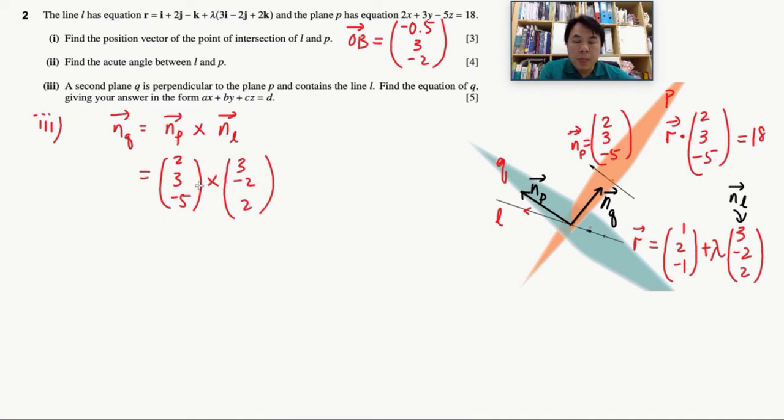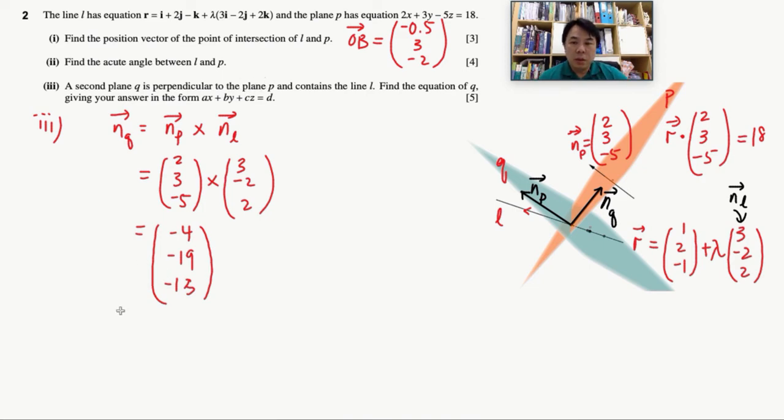Right. Now here I'm going to use a more direct approach instead of using i, j, k. That will be 6 minus 10, which is -4. And then the second one will be 4 with 15, which is -19. And then lastly, I will have -4 minus 9, which is -13. Alright, now that will be the normal to plane Q. Sometimes you can actually drop the negative sign here if you like. We're going to finalize that in a while.